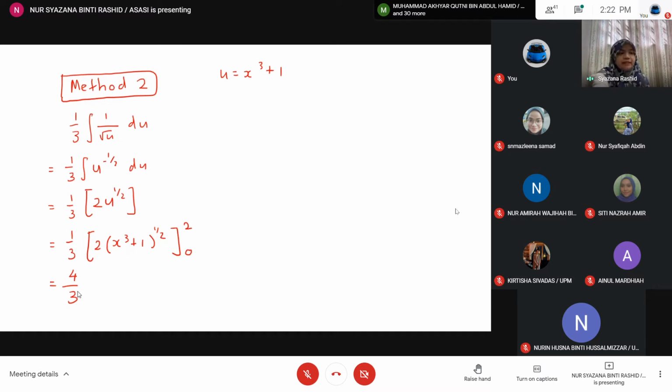So saya tak kata method 1 or method 2 is easier. Method 1 easier than method 2, ataupun I kata method 2 easier than method 1. It's up to you. Lain orang dia nampak apa beza. But I would like to suggest that you must understand both methods. Then you decide which one you prefer. Mana yang you selesa dan you practice satu method saja. Tapi kena fahamkan perbezaan antara dua ni.